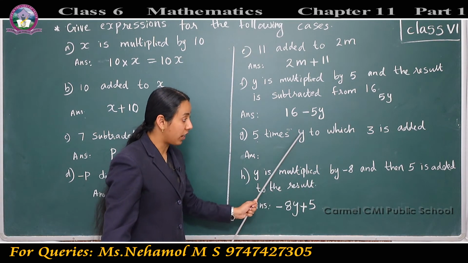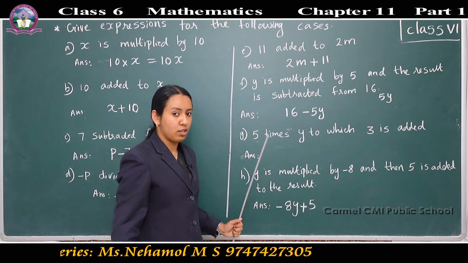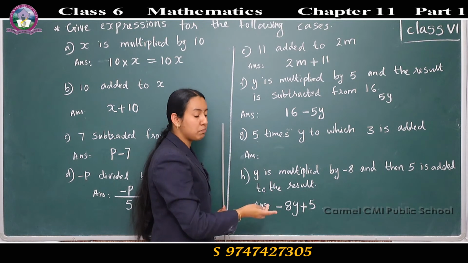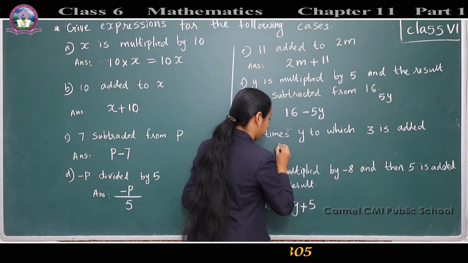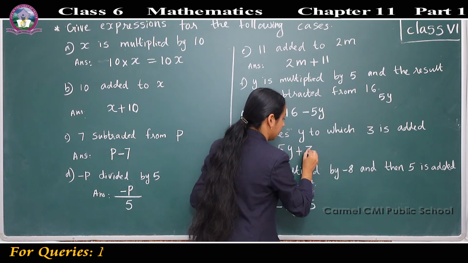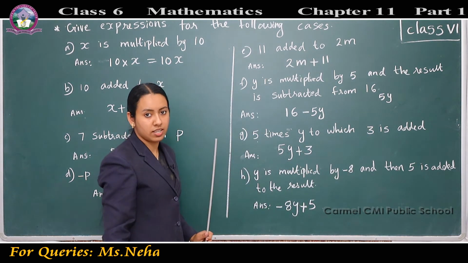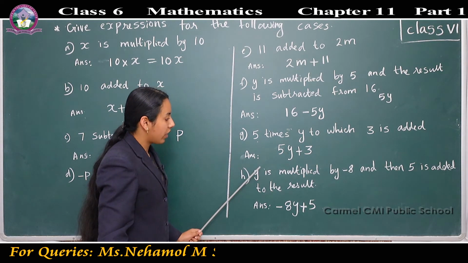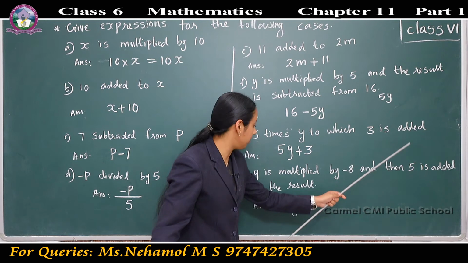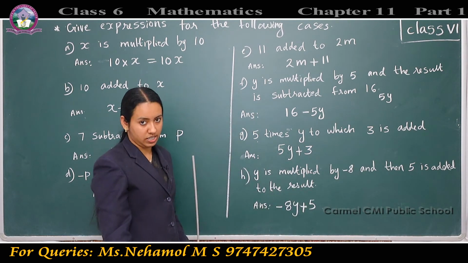Then, next one, 5 times y to which 3 is added. So, first we have to find 5 times y. 5 times y means 5y, then 3 is added, plus 3. 5y plus 3.